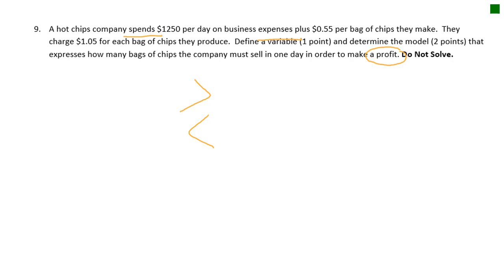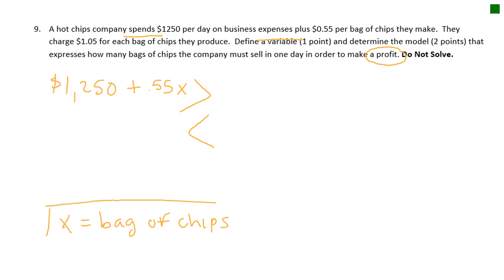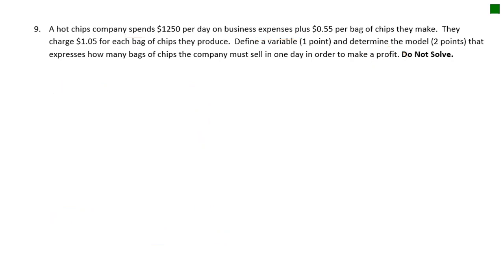All right, so for instance, the first one, let's write the expenses on one side. They spend 1,250 plus the 55 cents per bag of chips. What does x represent? Bags of chips. Remember, you have to label it. This is 1 point right here. All right, that's the expenses. Now what do I have on the other side? Oops, sorry, I deleted everything. Let me write it again.